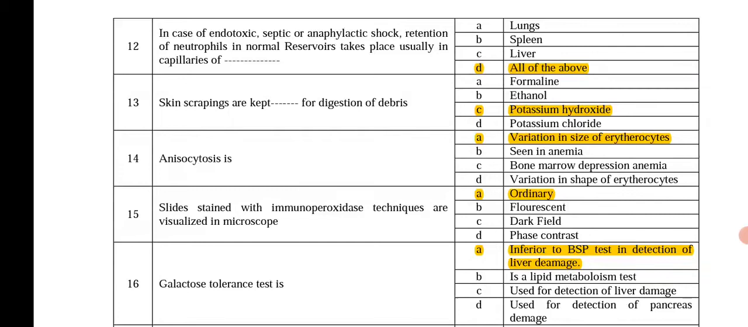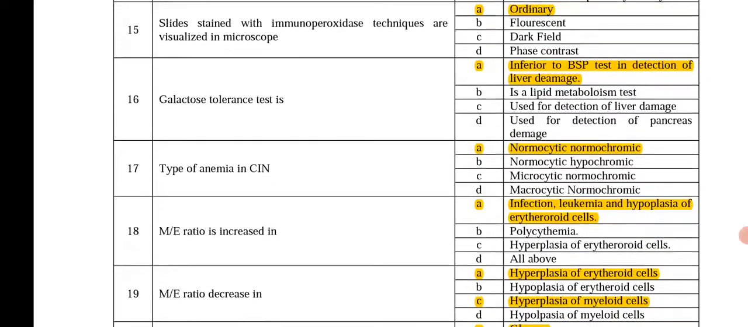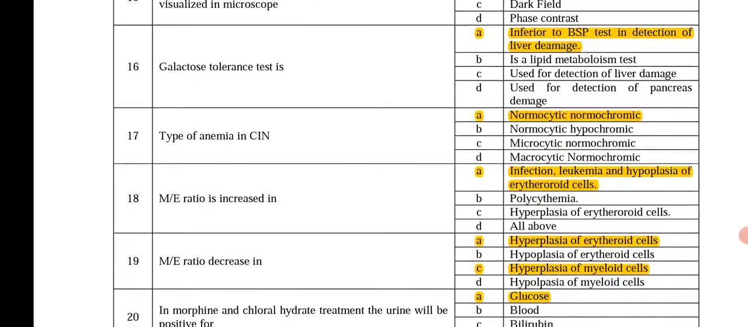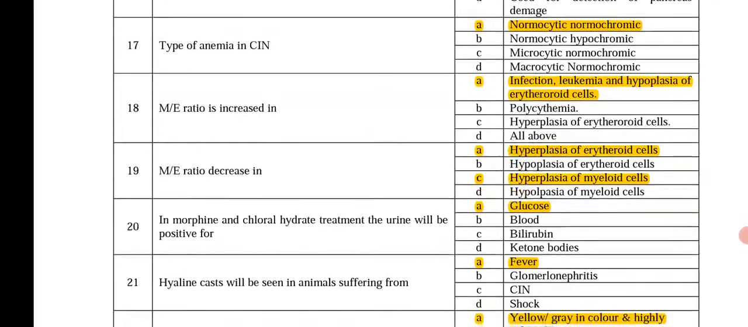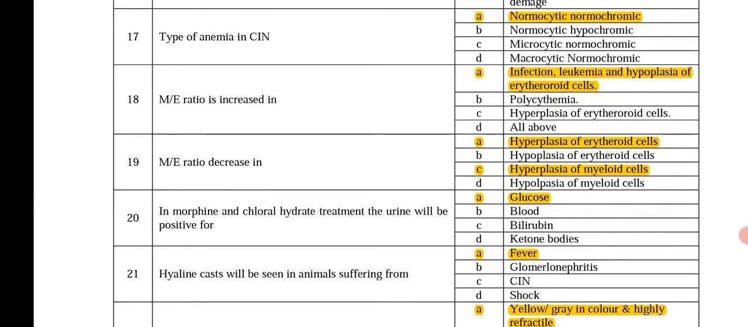Slides stained with immunoperoxidase techniques are visualized in an ordinary microscope. Galactose tolerance test is inferior to BSP test in detection of liver damage. Type of anemia in CIN is normocytic normochromic. M:E ratio is increased in infection, leukemia, and hypoplasia of erythroid cells. M:E ratio decreases in hyperplasia of erythroid cells and hypoplasia of myeloid cells.